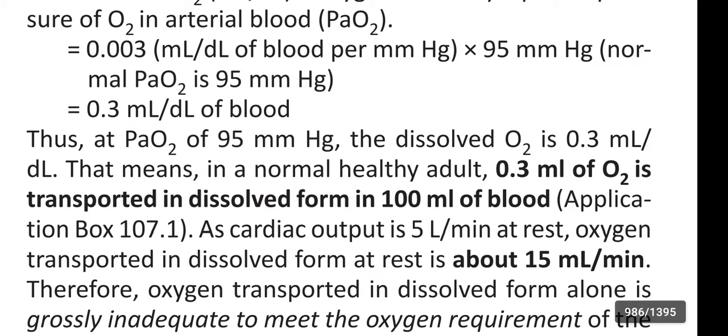As cardiac output is 5 liters per minute at rest, oxygen transported in dissolved form at rest is about 15 ml per minute. That means for 100 ml of blood it is 0.3 ml of oxygen. When we calculate this for 5 liters, that means 5000 ml, it is 15 ml of oxygen per minute.